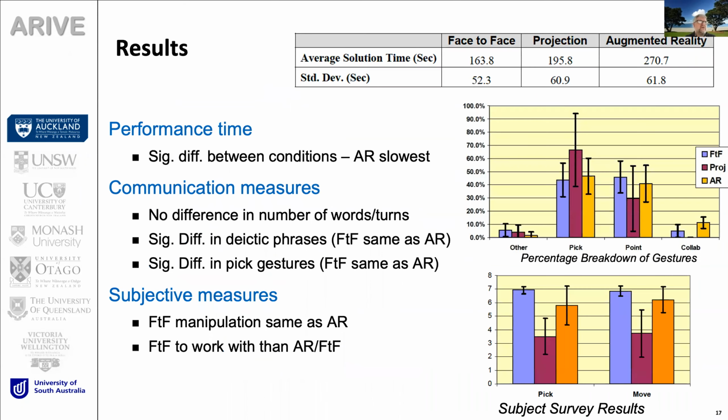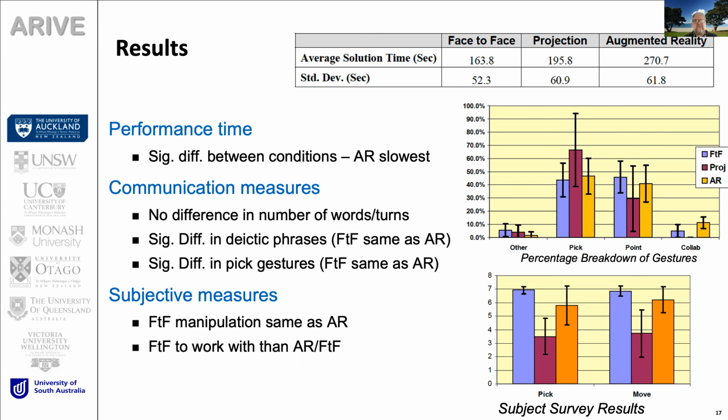So in terms of results, we found this time there was a significant difference between conditions. The AR was slowest, but there were interesting behaviors happening in the communication measures. In particular, people spoke the same in the face-to-face case as they did in the AR case, but significantly differently than they did in the side-by-side projection case.